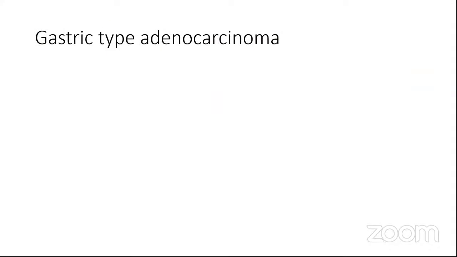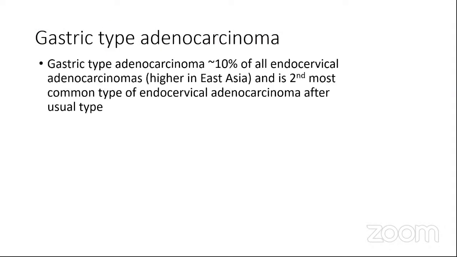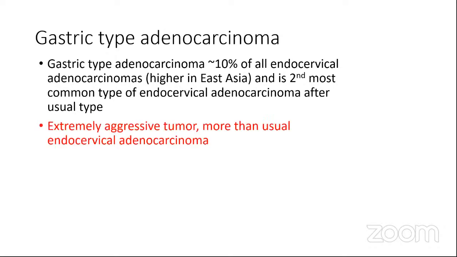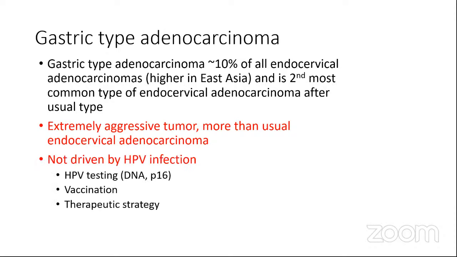So we start with gastric type adenocarcinomas. As I mentioned, they are about 10% of all cervical adenocarcinomas, although for whatever reason, it's a much higher percentage in East Asia, and it is the second most common adenocarcinoma after the usual type. These are extremely aggressive tumors, much more so than endocervical adenocarcinoma usual type. And these are not driven by HPV infection.